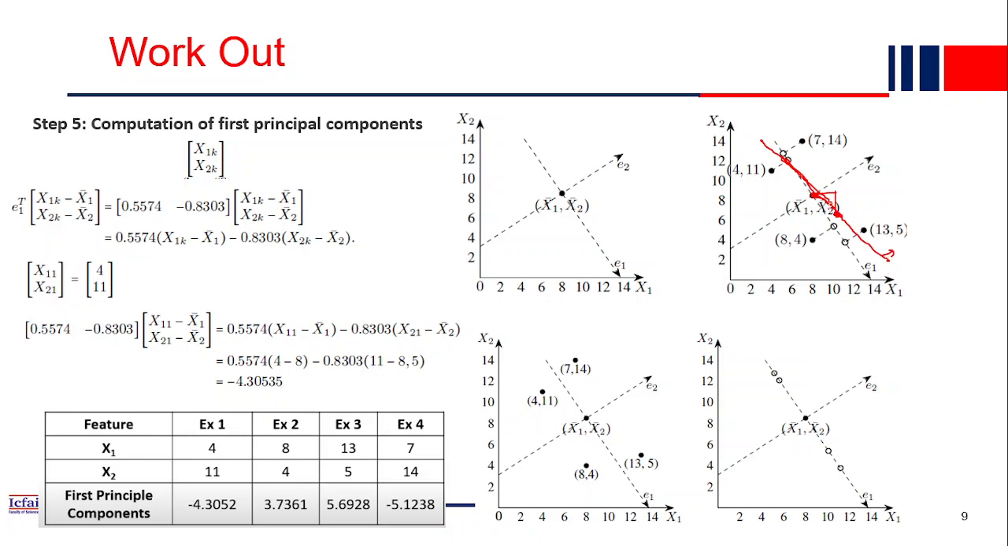Then how did we get this line? We got this line based on PCA, principal component analysis. We got this second point, connected the average point with the second point, and extended in both directions. So this line is called the first principal component line.